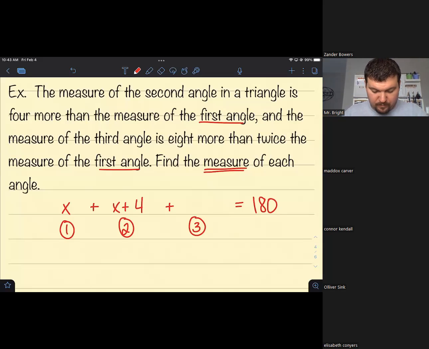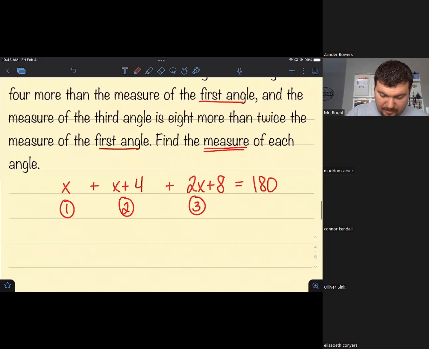That's good. Okay. Now, Owen, I'm going to come back to you for this third angle. This one says the third angle is 8 more than twice the measure. So Owen, how would I write twice the first angle? 2x. Perfect. Yep. And then 8 more than that would be just plus 8. And I've got all 3 angles accounted for now. X plus the second angle, which is X plus 4, plus the third angle, which is 2X plus 8.